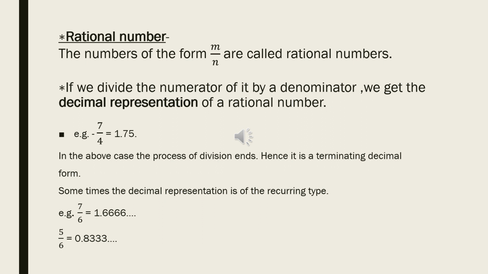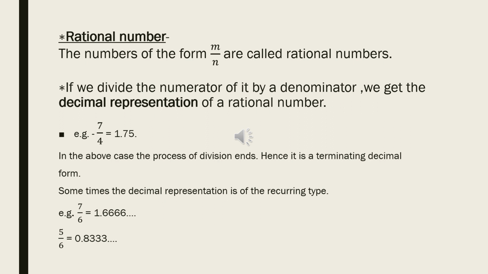Students, you know what rational numbers are. The numbers of the form m upon n are called rational numbers. If we divide the numerator by the denominator, we get the decimal representation of a rational number. That is, every rational number can be represented in its decimal form.